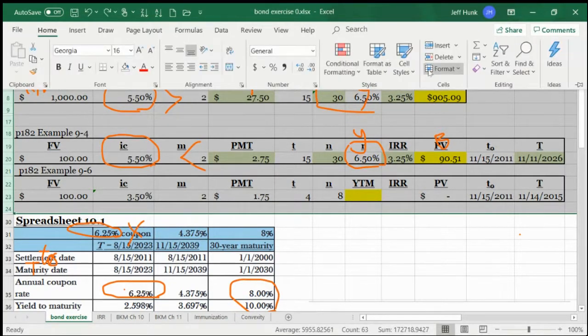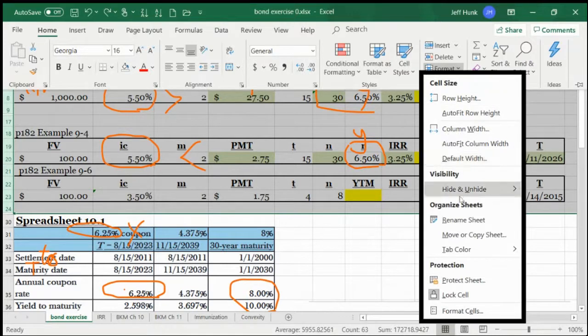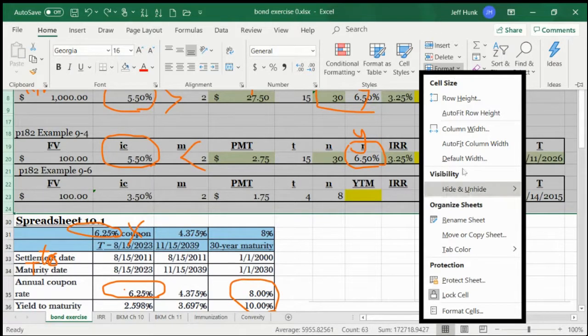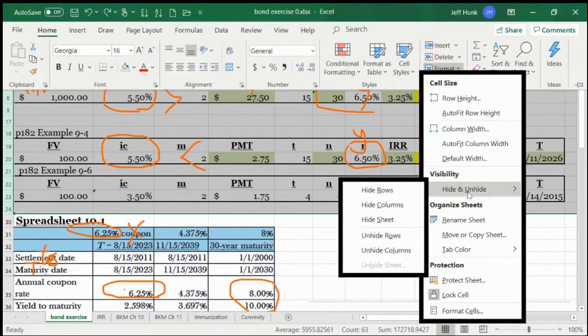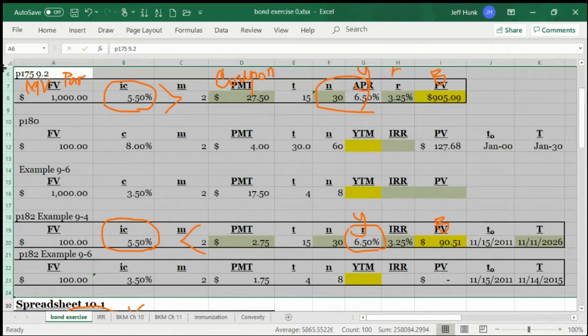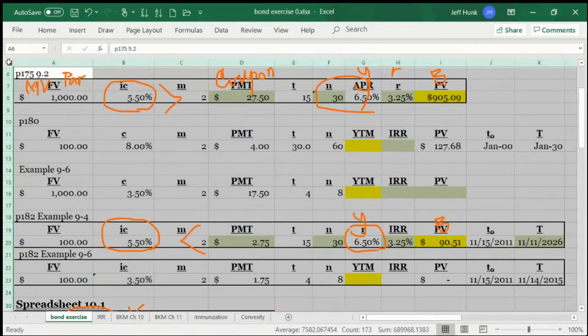So let me use the hide, unhide feature. If you go to Format, Hide and Unhide, there's hide rows, unhide rows. Of course, I've already hidden some of the rows, so I'm going to have to unhide rows. Okay, if I unhide rows, I'll have to select the entire thing.